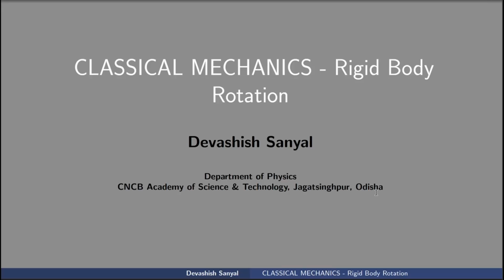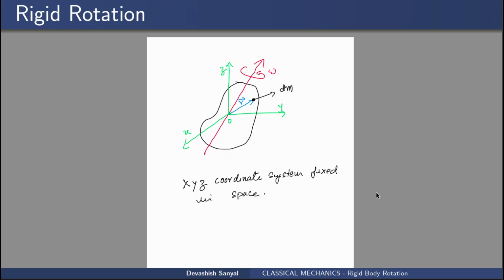Today we are going to discuss rigid body rotation under classical mechanics. In particular, we will be discussing the moment of inertia tensor, principal axis, and Euler's equation for rigid body rotation. So let's get started. Here is a picture of a body rotating about an axis with frequency omega.